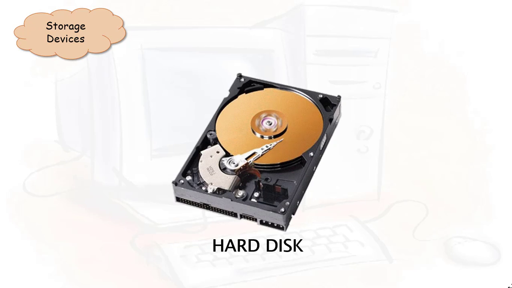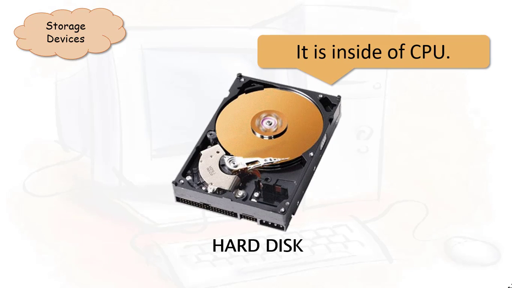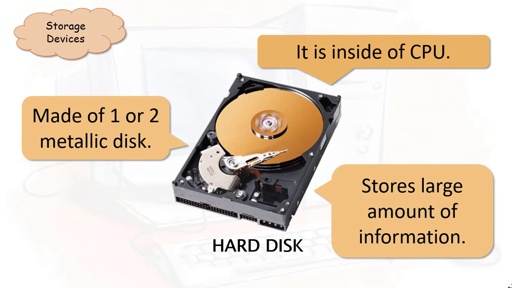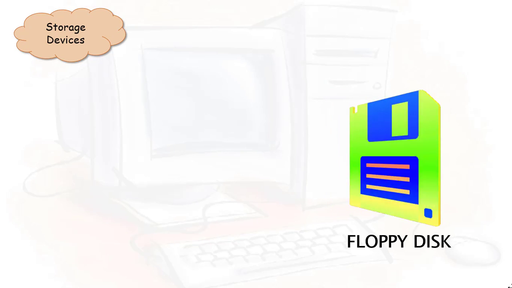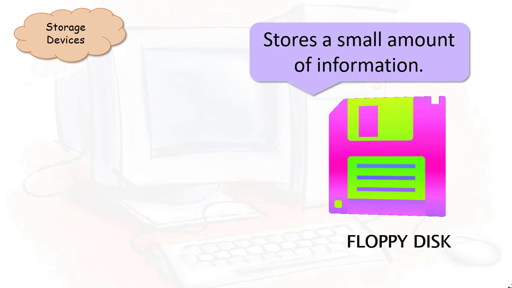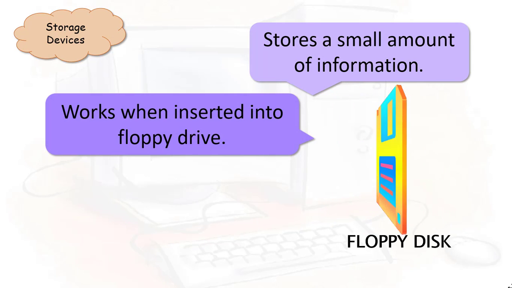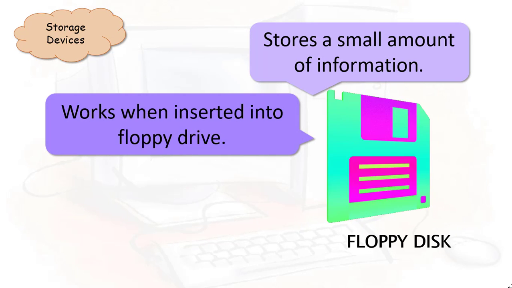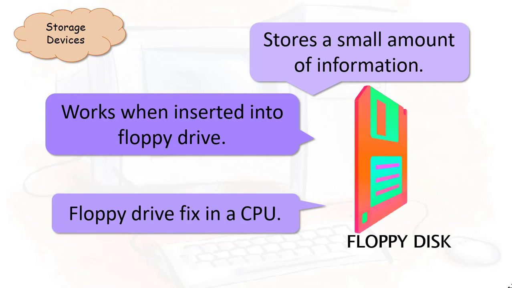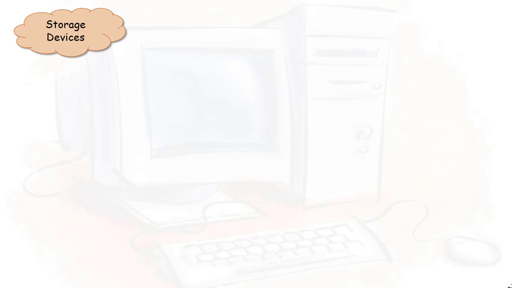The first one is the hard drive. It is fitted into the central processing unit, that is the CPU. It is made of one or two metallic discs, and it stores a large amount of data in our computer system. The second one is the floppy disk. It stores a small amount of data compared to the hard disk. It works when we insert the floppy disk into the computer, and the floppy drive is fixed into the CPU.